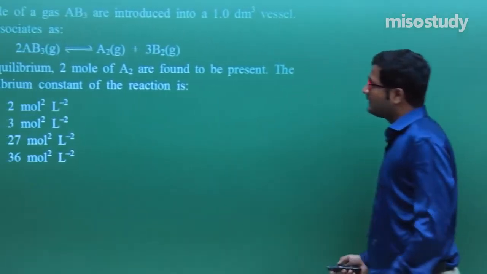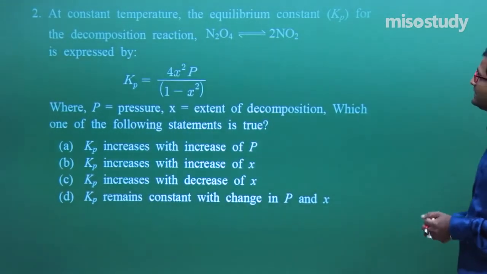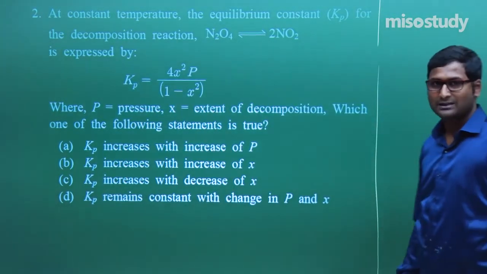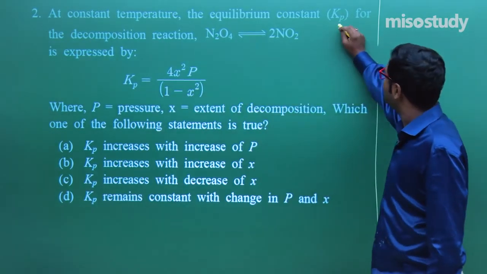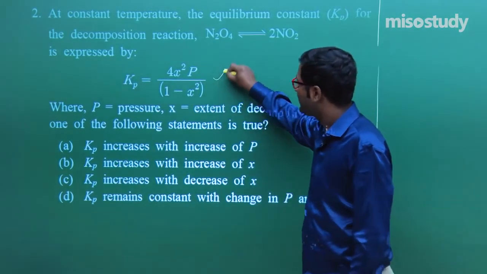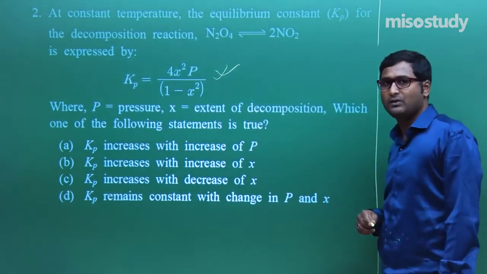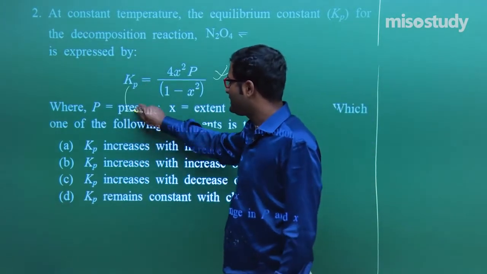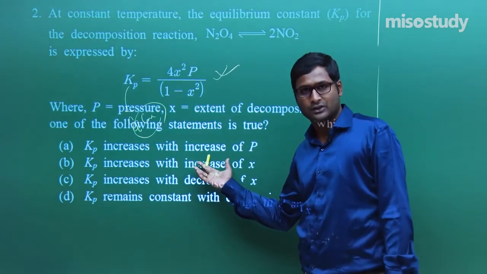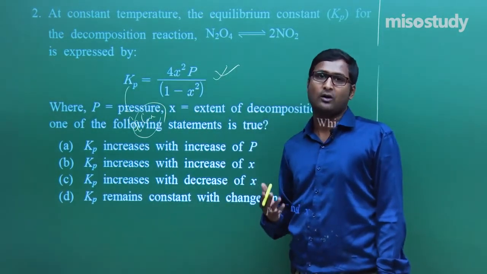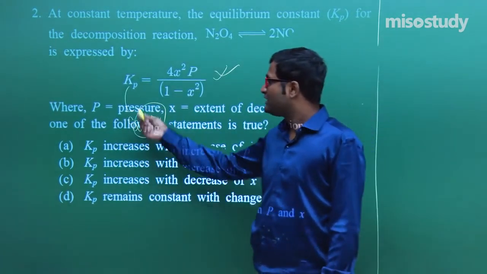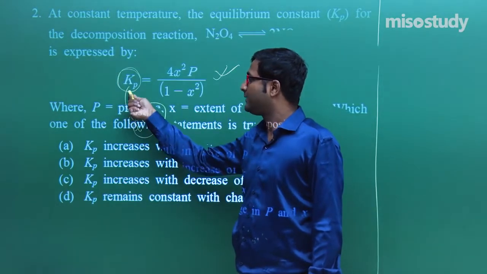Now, let's move to question number 2. Look at this, this is a question from the IIT JEE examination. As the expression says, at constant temperature, the equilibrium constant for the decomposition is expressed by Kp is equal to 4x square P upon 1 minus x square. This one is the equilibrium constant, friend. It is independent of concentration, it is independent of pressure. It generally depends only upon temperature.